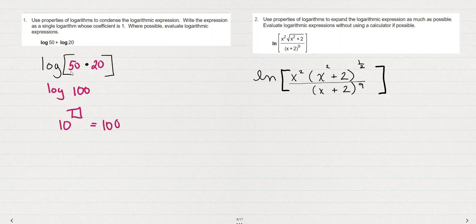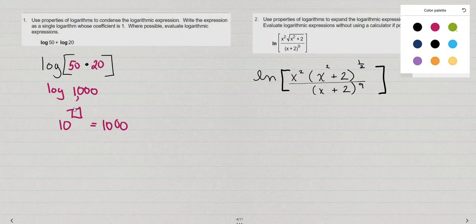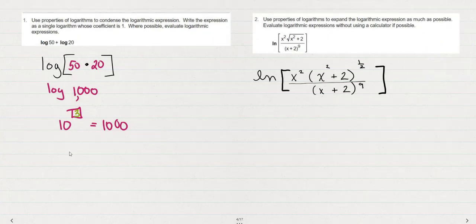Actually, that's 1,000, isn't it? Because 5 times 2 was 10, and then we needed 2 more zeros. Sorry about that. So 1,000. So 10 to what power equals 1,000? And that exponent, because when we do the log, we're looking for the exponent, is 3. So we could simplify this to be 3.